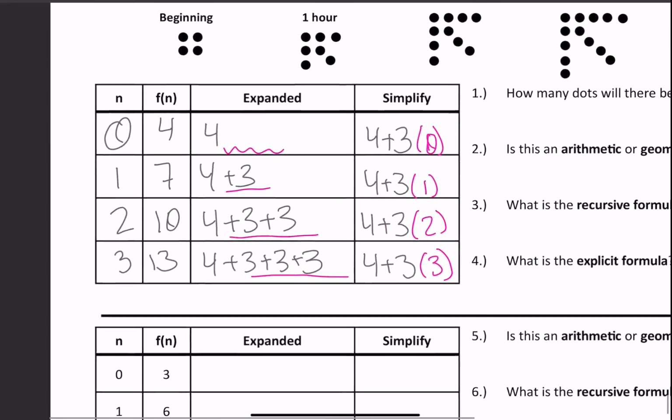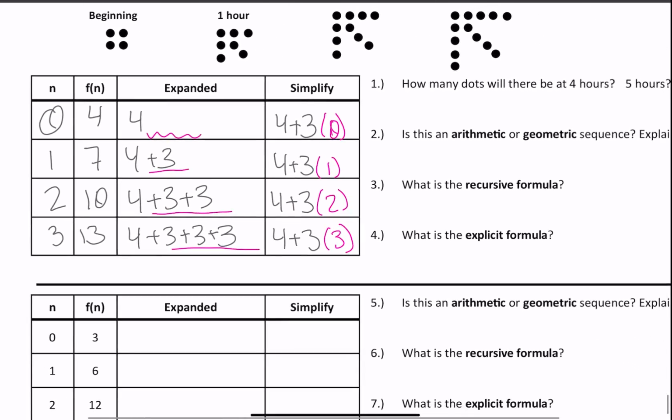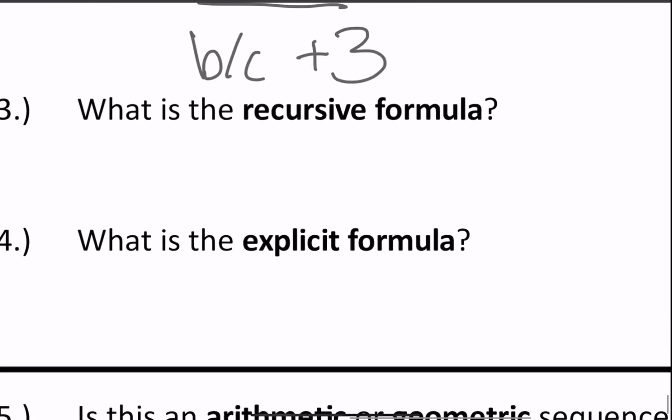Okay? How many are we going to have after 4 hours? Well, add by 3 and we get 16. After 5 hours, add by 3 again and we get 19. This is arithmetic because we are adding by 3. The recursive is f of n equals f of n minus 1 plus 3, because that's what we added by.